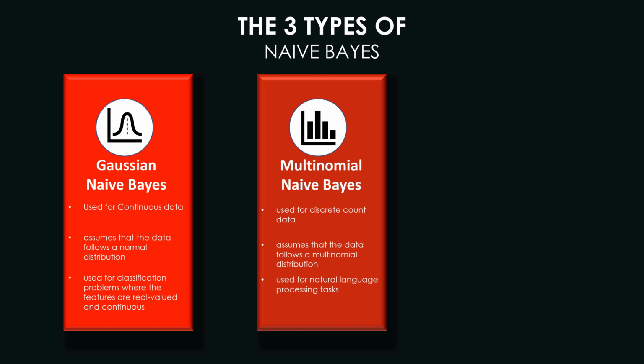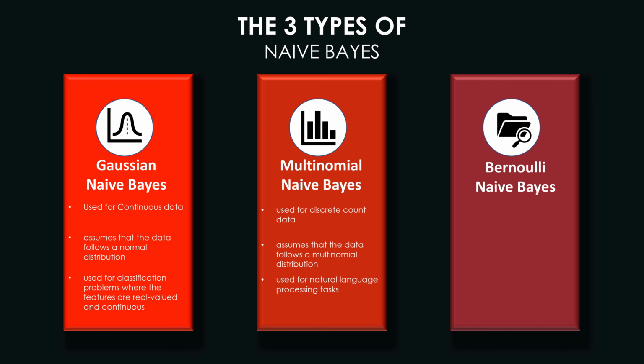The third type is Bernoulli naive Bayes, which is similar to multinomial naive Bayes, but is used for binary or Boolean data, where the features can only take on two possible values, such as true or false. This is often used for text classification tasks, where the presence or absence of a certain word in a document is used as a feature. The choice of naive Bayes algorithm depends on the nature of the data and the specific classification task at hand.